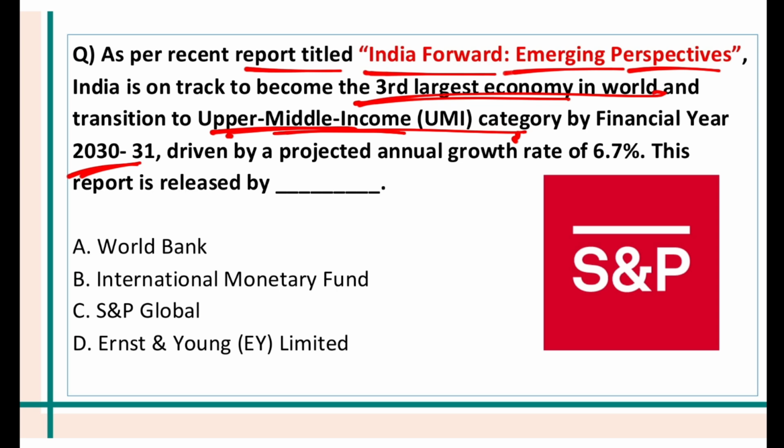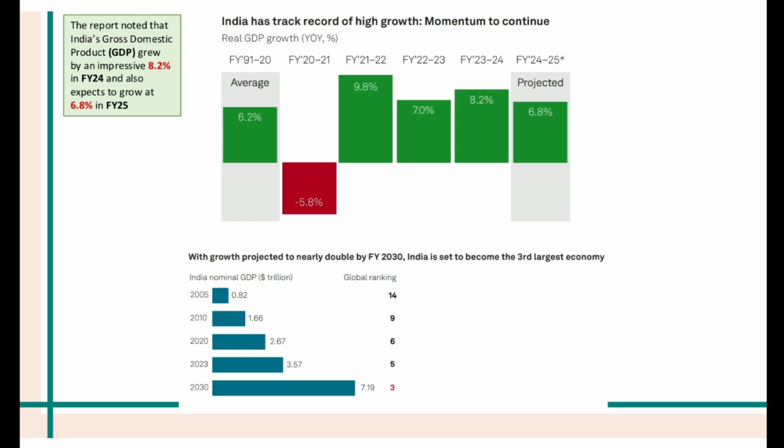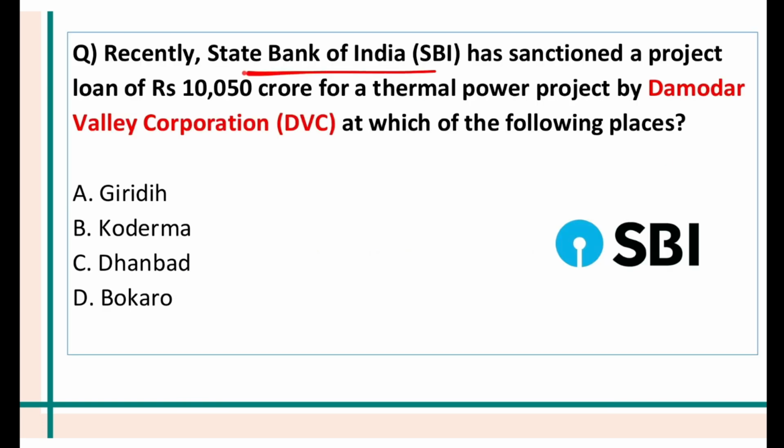Who has given this report? So this is a report given by Standard & Poor Global. And here you can see that the GDP growth rate forecast by Standard & Poor is 6.8% for the financial year 2025.